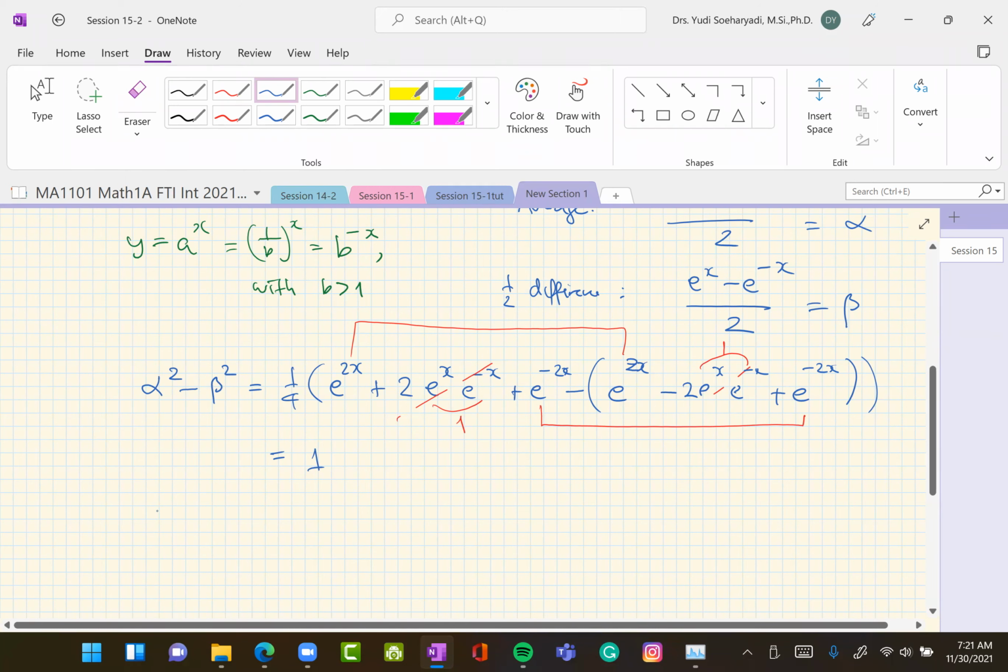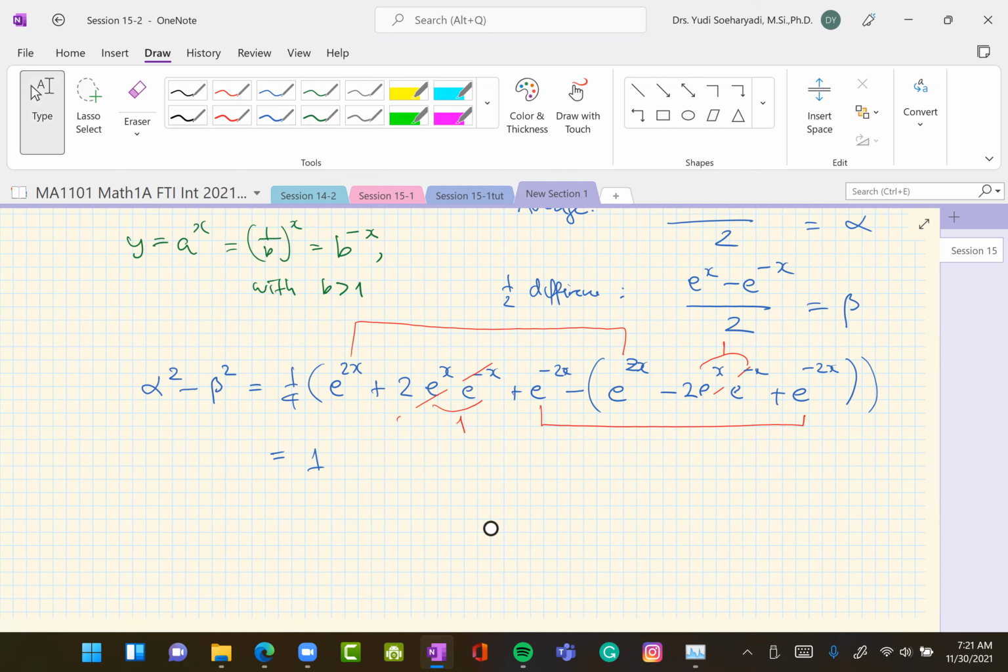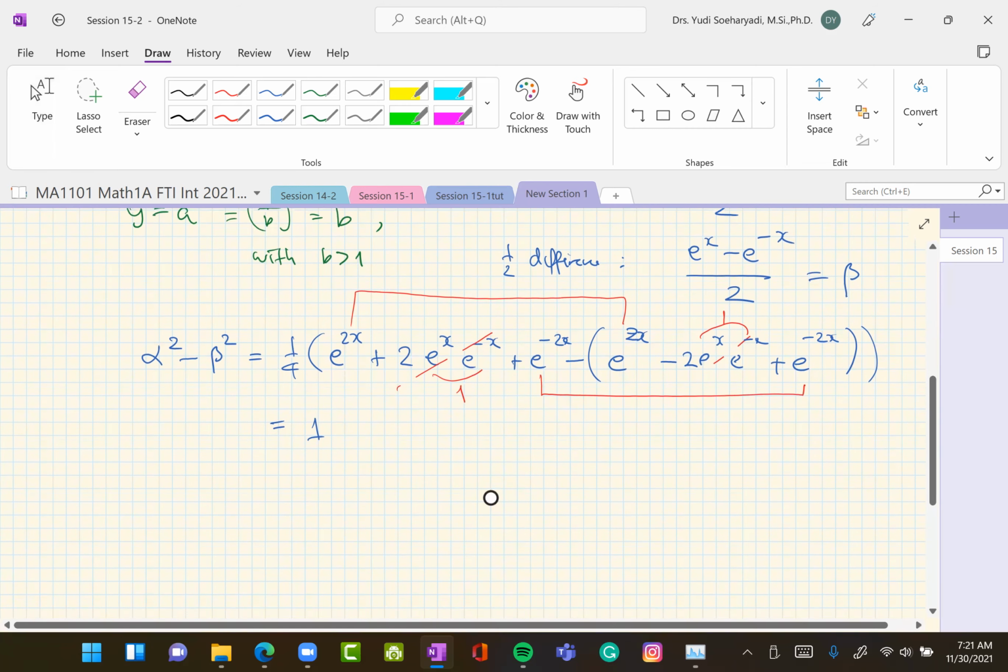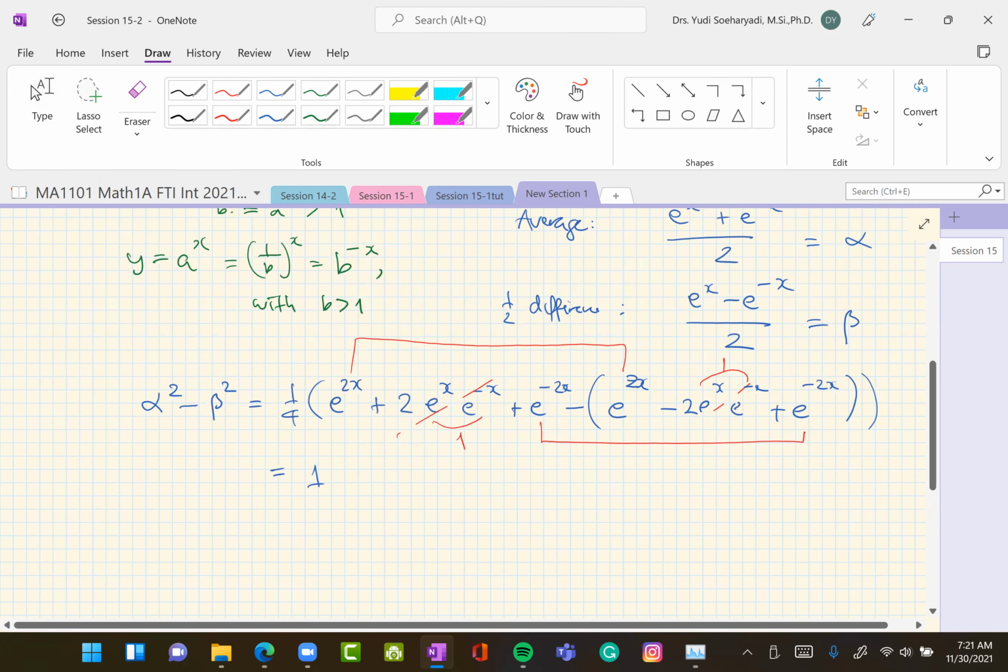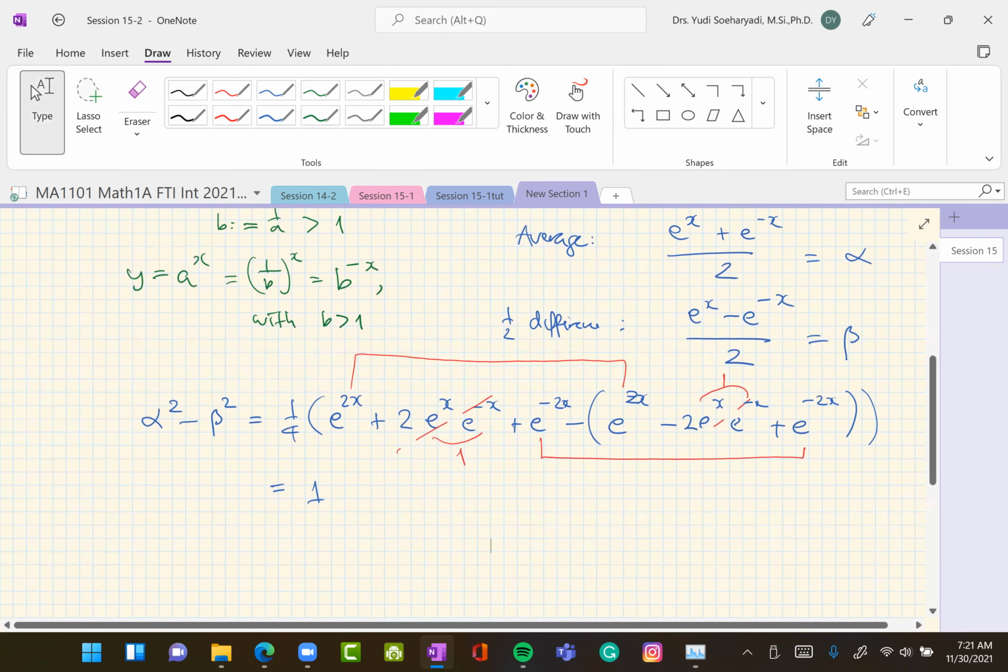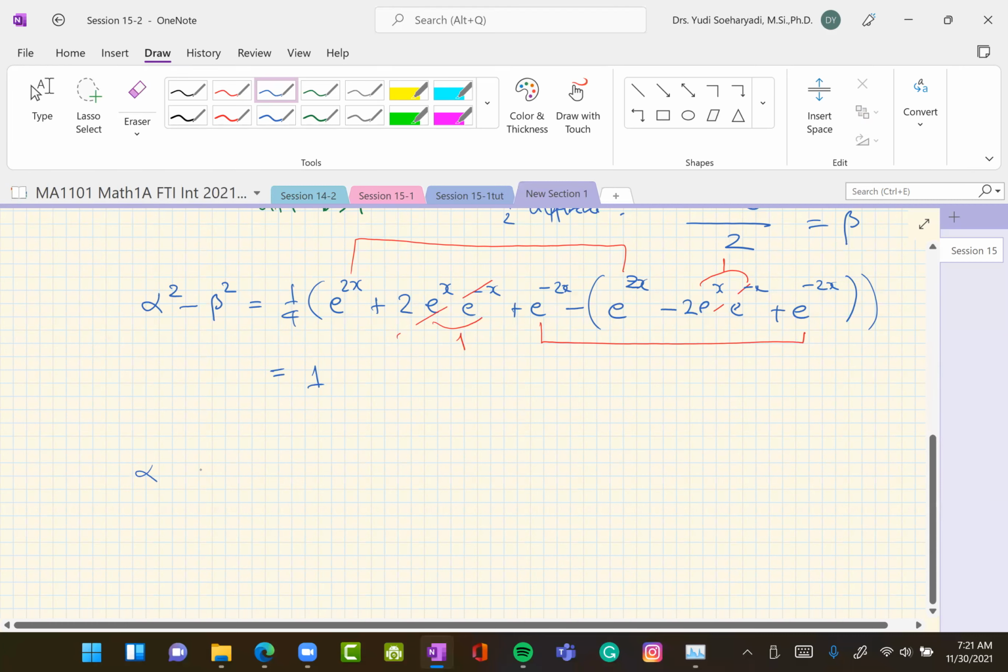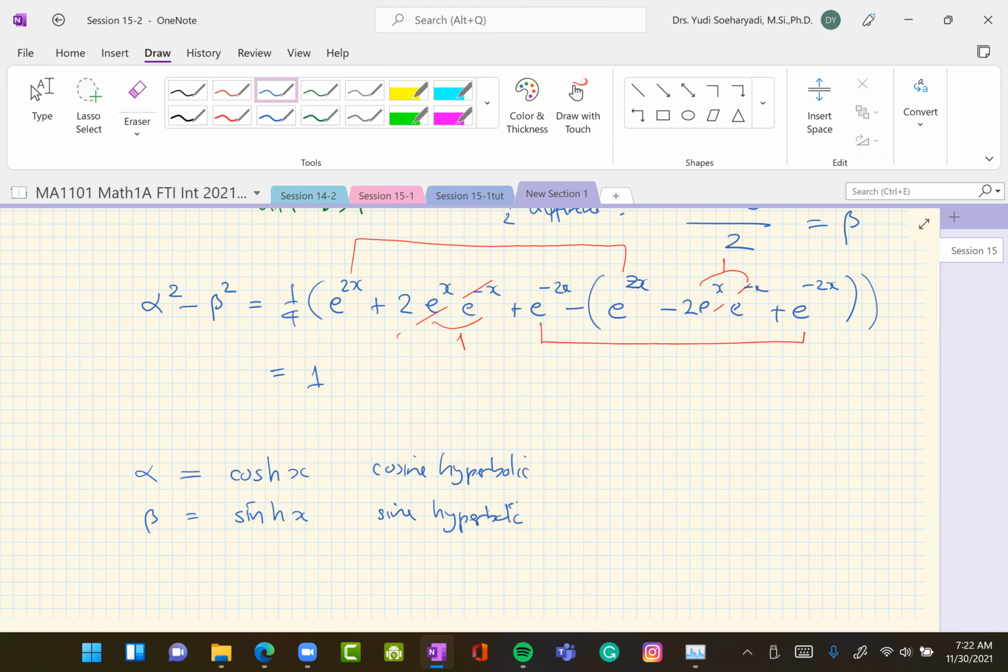For example, and so that's one reason why we call this. Okay, so let's call this alpha, like this, that's the cosine hyperbolic of x, and beta is the sine hyperbolic of x. Why do we call it cosine and sine? Because it behaves like trig functions.